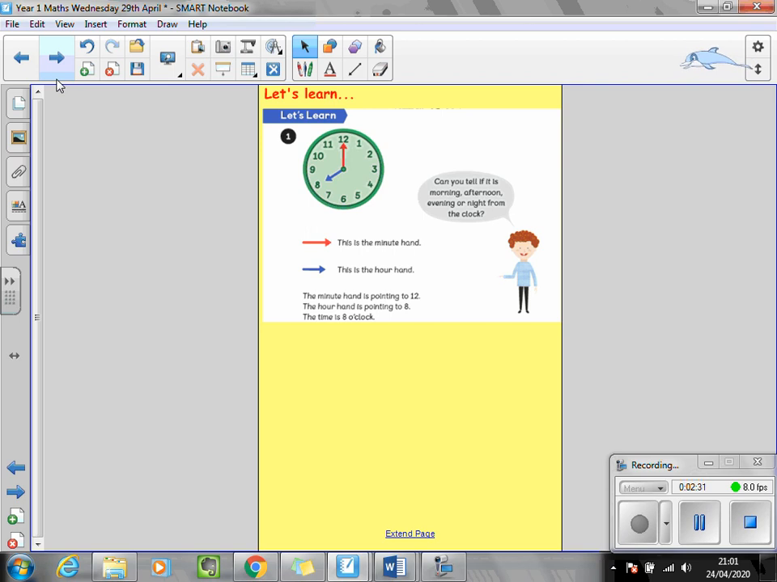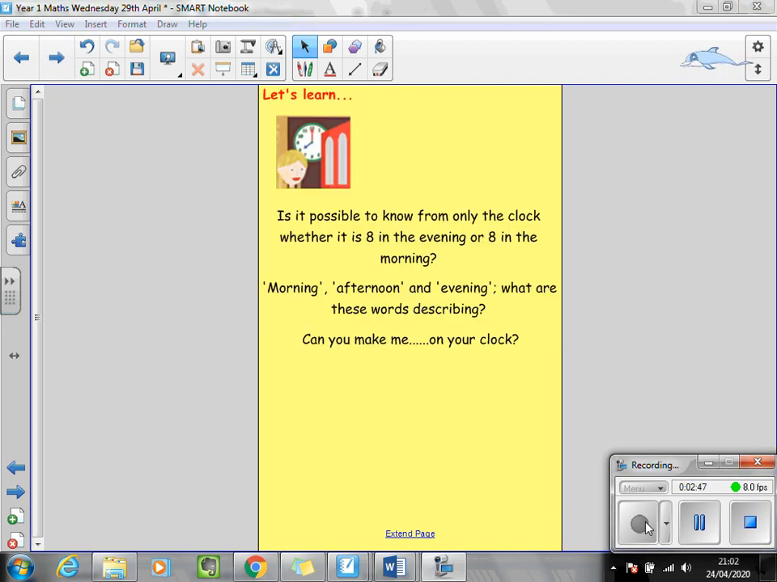However, if we look at the clock with no picture attached, can we tell if it is morning, afternoon, evening or night just from looking at that clock? Or do we need to know some more information? Let's look back at the original picture. The girl was going out somewhere. She's got a bag in her hand. I wonder how many of you decided that she might be on her way to school at 8 o'clock in the morning. I wonder how many of you go to school at 8 o'clock in the morning.